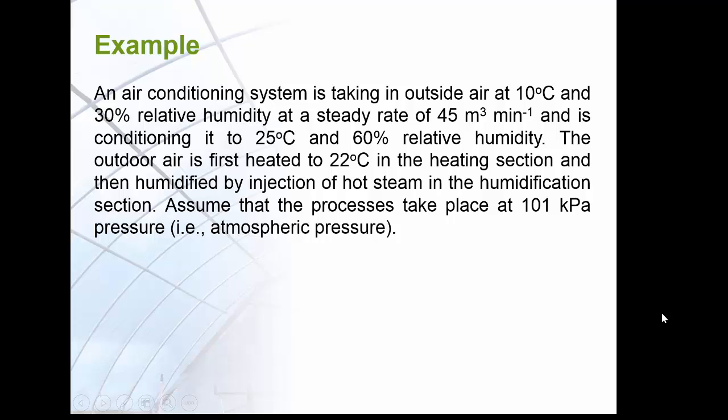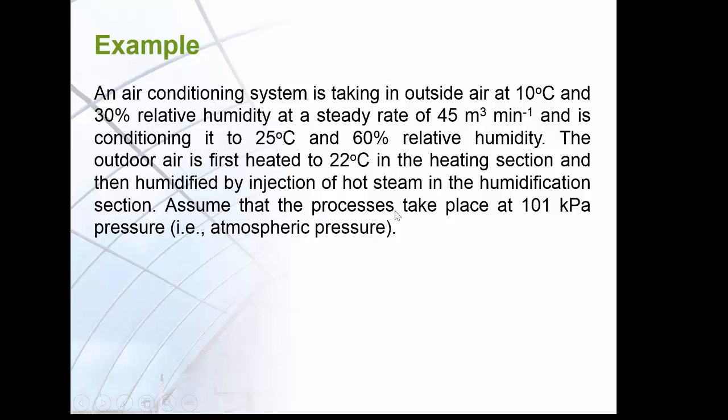We have an air conditioning system that is taking outside air at 10 degrees Celsius with 30% relative humidity at a steady state volumetric flow rate of 45 meters cubed per minute. And it's conditioning that air to 25 degrees Celsius and 60% relative humidity. The outdoor air is first heated to 22 degrees Celsius in the heating section before hot steam is injected into the dry air in the humidification section of this process.